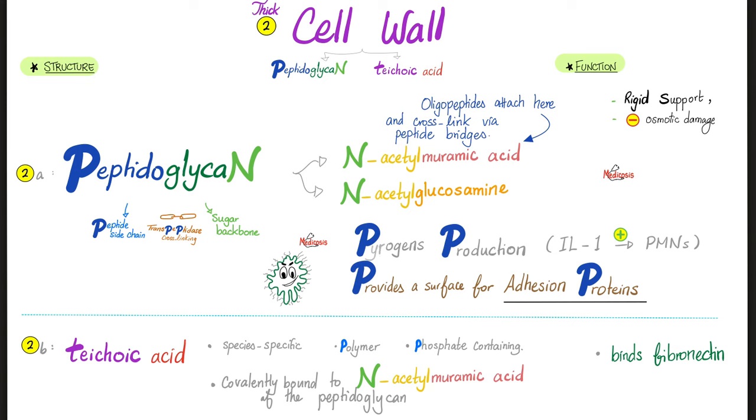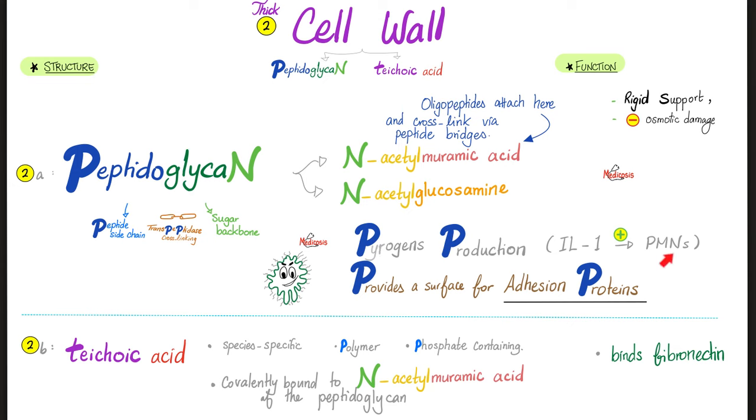So we talked about the capsule, we talked about the slime layer. Now let's talk about the cell wall of the Staph aureus. Peptidoglycan, teichoic acid. Tell me about the peptidoglycan. Sugar backbone, peptide side chain, linked together via transpeptidase cross-linking. What's the name of the chemical bond? Peptide bond. Okay, what's the function of peptidoglycan?